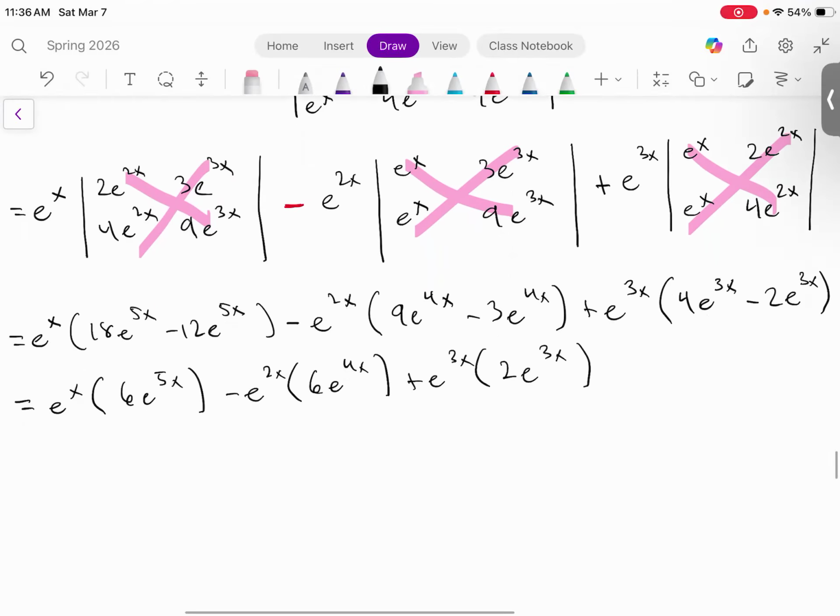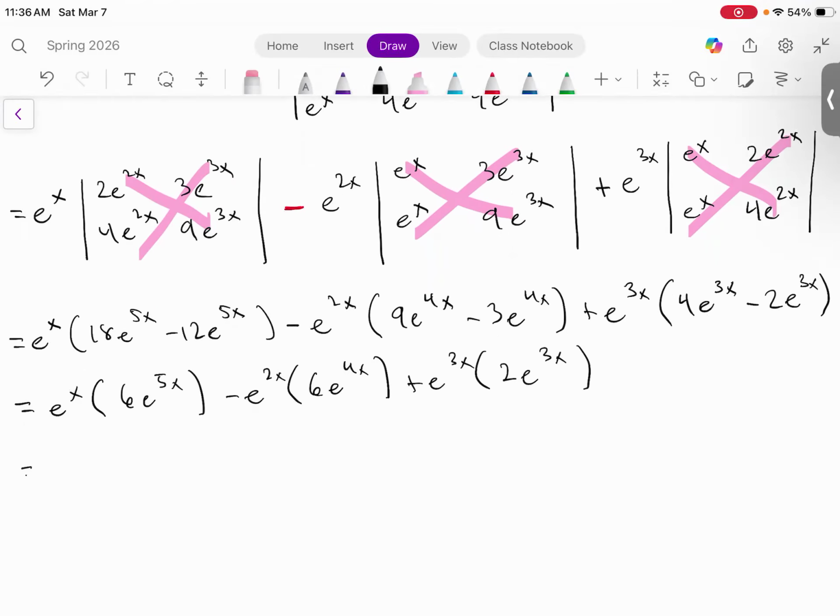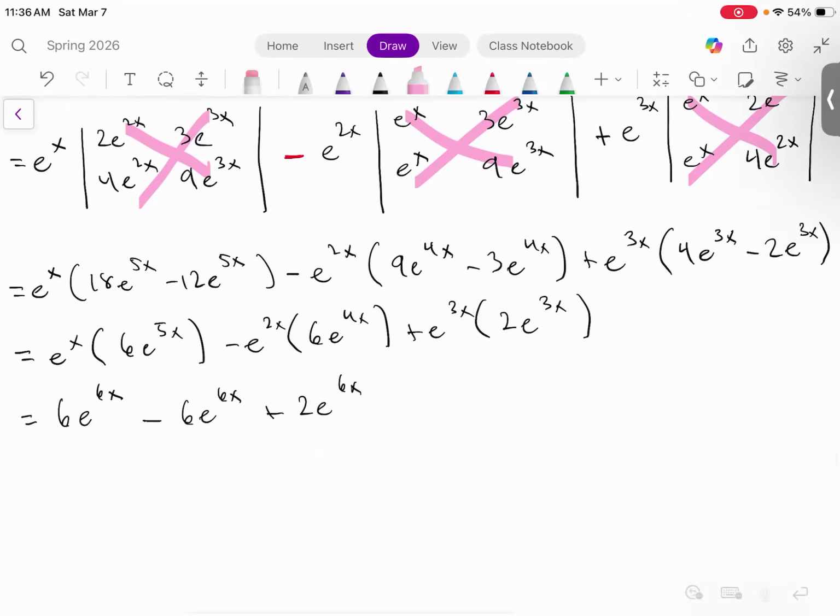Okay, great. So now we can multiply in our terms. So e to the x times 6e to the 5x, now we're adding our exponents, which becomes 6e to the 6x, minus 6e to the 6x as well, plus 2e to the 6x. So the 6e to the 6x terms cancel out because they're subtracting. And what I'm left with is 2e to the 6x.